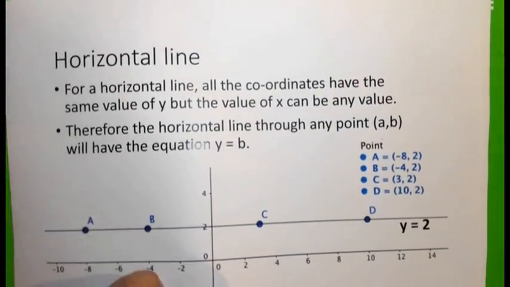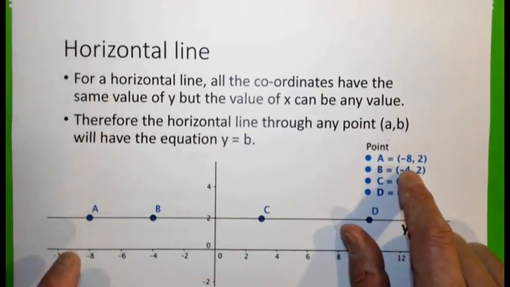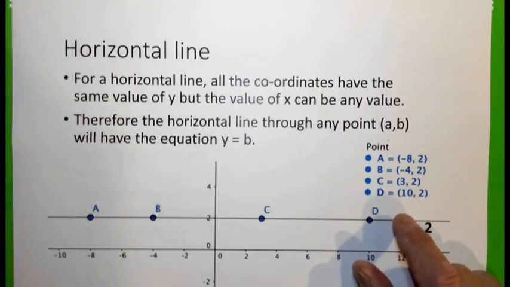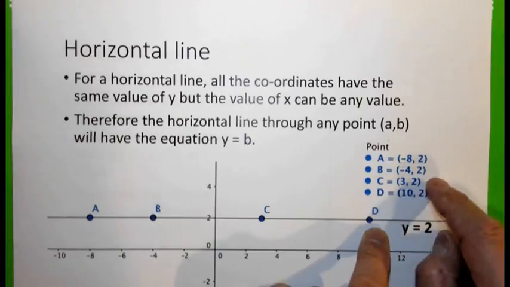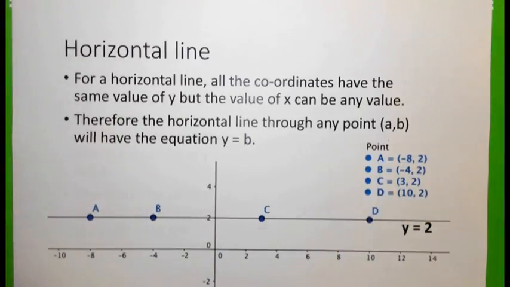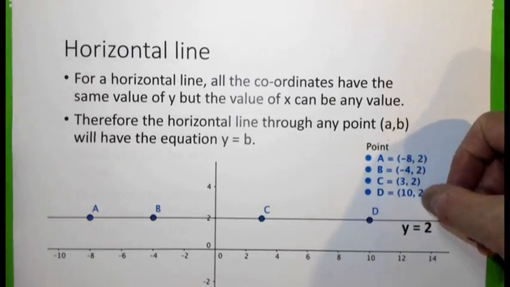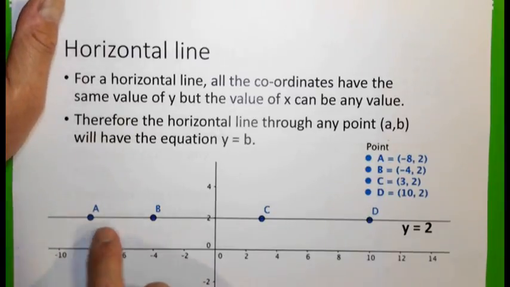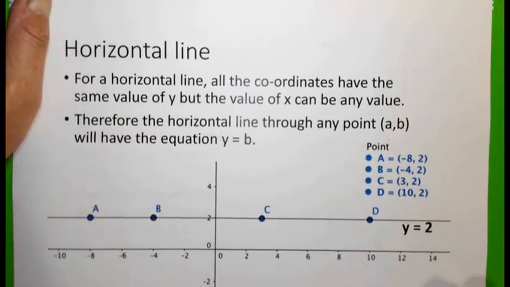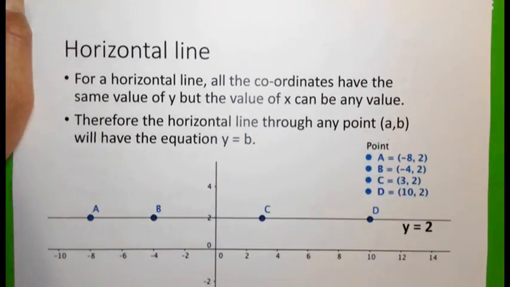What about horizontal line? Let's look at this graph. Point A, the coordinate is (minus 8, 2). Point C, (3, 2). D, (10, 2). And B is (minus 4, 2). Notice that the y coordinates are the same for all 4 points. Therefore, the equation for this line is y equals 2. So, for any horizontal line through any point (a, b), we have the equation y equals b.